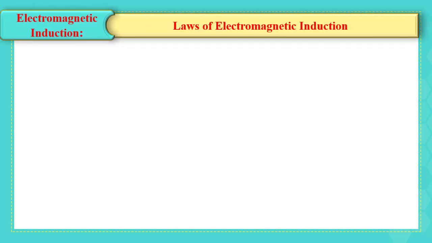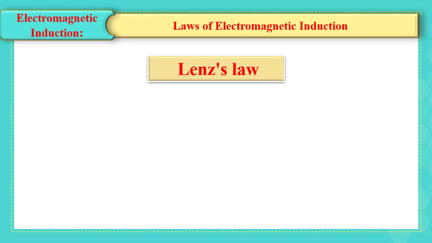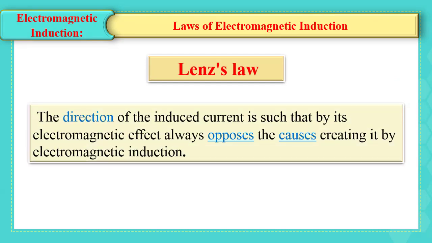Laws of electromagnetic induction. Lenz's law. According to Lenz's law, the direction of the induced current is such that by its electromagnetic effect it always opposes the cause creating it by electromagnetic induction.